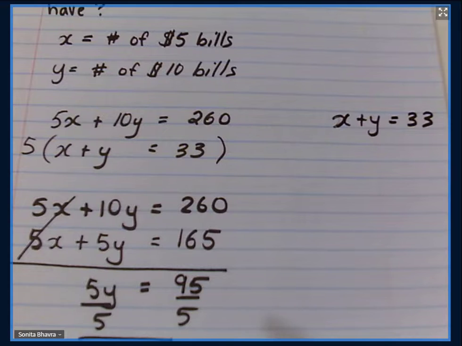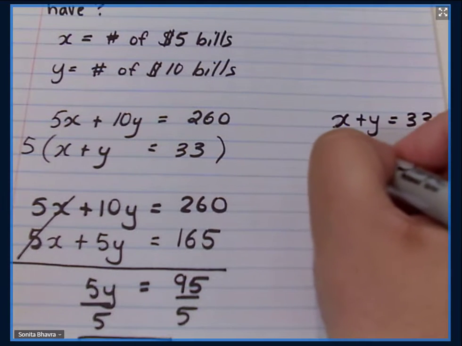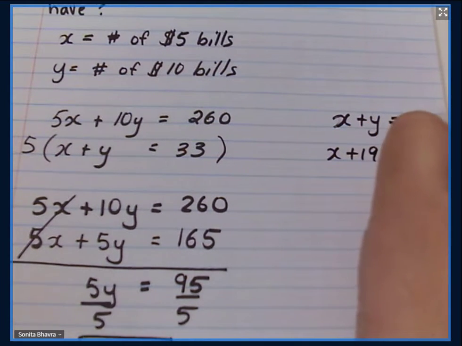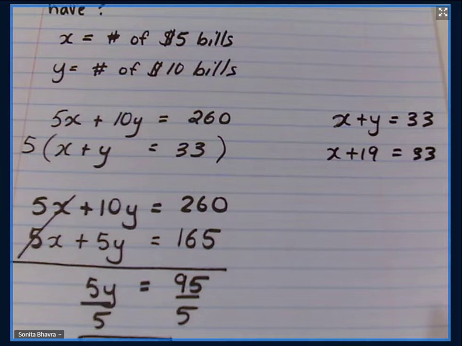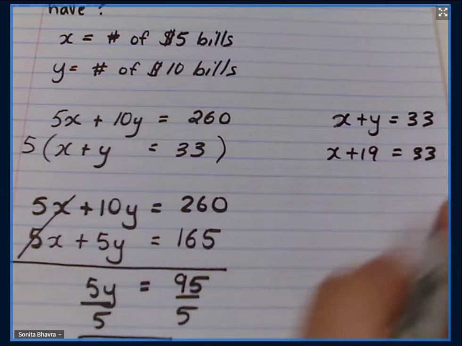So I know my y is 19, so x plus 19 equals 33. Subtract 19 on both sides, and I get x is equal to 14.